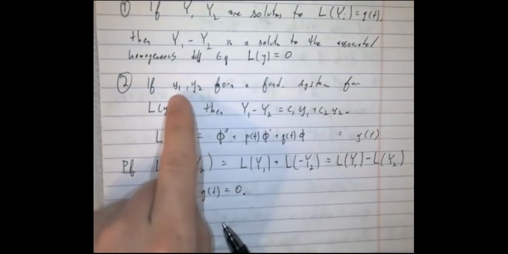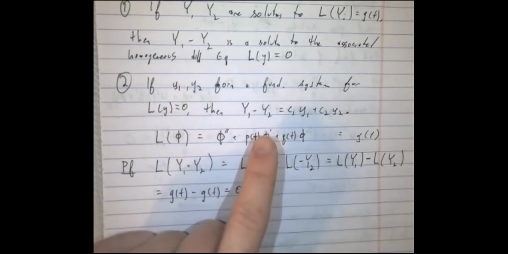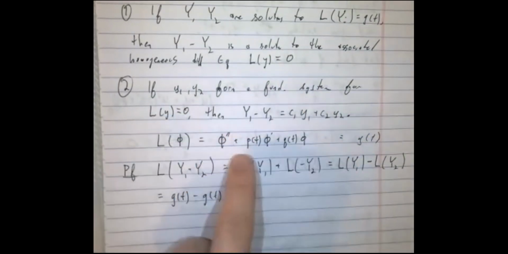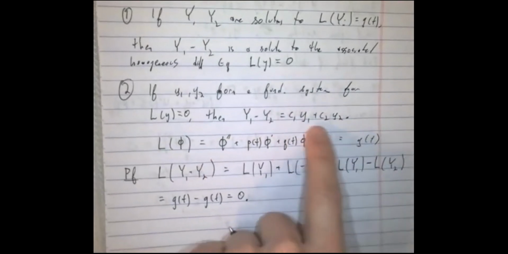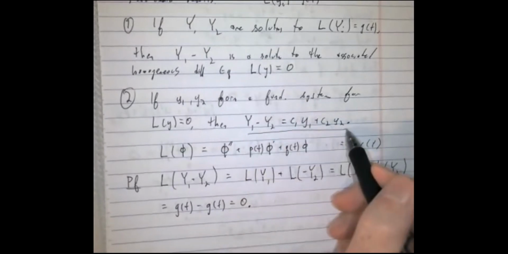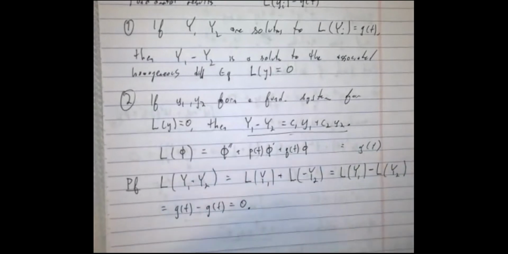We already know that essentially by definition, if y1 and y2 form a fundamental system, then every solution to this homogeneous differential equation can be written as a linear combination of the fundamental system. So we get exactly this: y1 minus y2 must be equal to some c1 little y1 plus c2 little y2 for some constants c1 and c2, for any pair y1 and y2 that solve the non-homogeneous differential equation. Okay? Great.